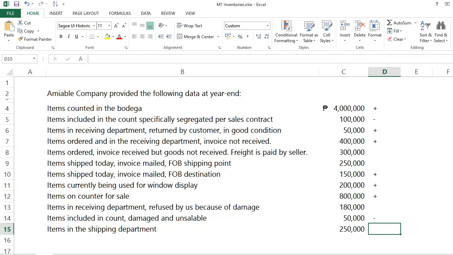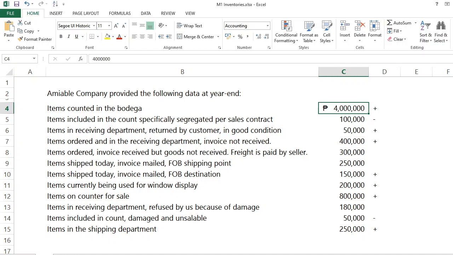Next, items in the shipping department. Ayun, andun pa sa office, hindi pa na si-ship. Silent, wala naman siyang sinabi kung segregated ba for special order or what. Basta andun lang siya nakatambay. Waiting for shipment. So, i-add mo na lang din kasi hindi pa nakaalis. So, you have 4 million.